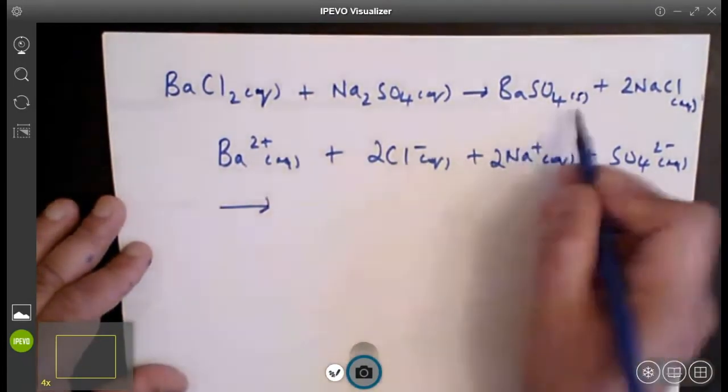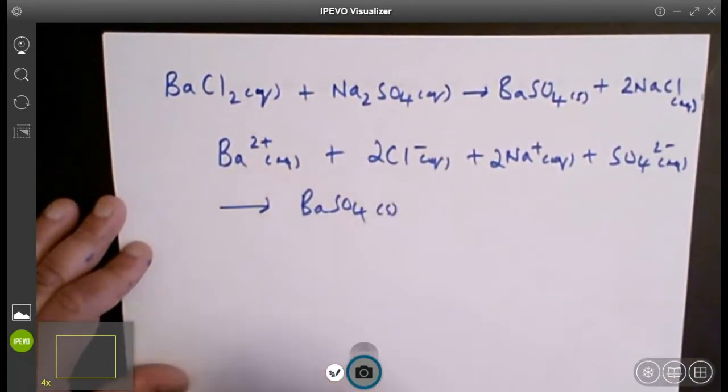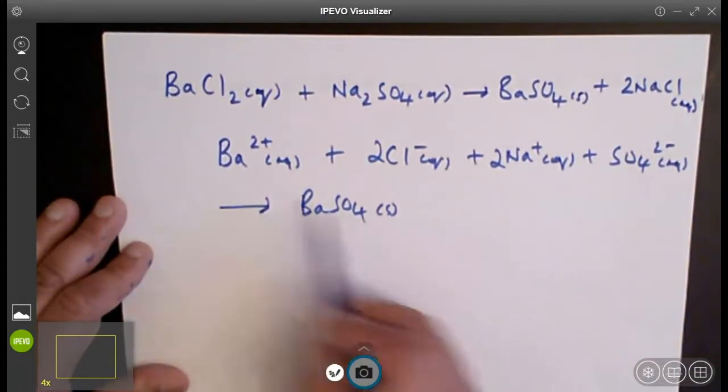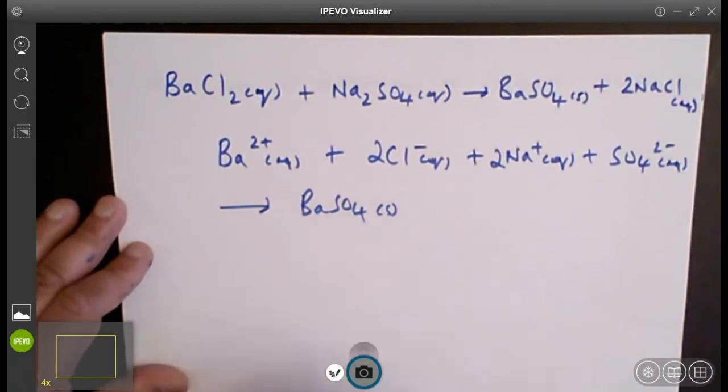So here we go. Barium sulfate there is BaSO4. We cannot break that down. That's a solid, and it's a white solid when you test for a sulfate ion and you react that with barium chloride. It's produced a white precipitate, a white solid.